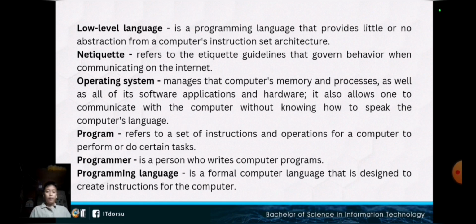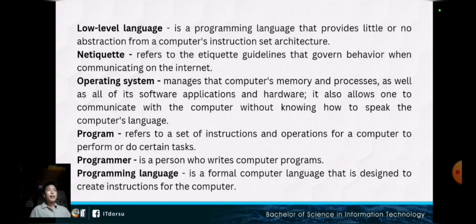Next is the program. Refers to a set of instructions and operations for a computer to perform or do certain tasks. So, it is a series of coded software instructions to control the operation of the computer or other machine. Next is the programmer. It's a person who writes computer programs. Next, programming language. It's a formal computer language that is designed to create instructions for the computer. So, ang programming language, it is a way for programmers to communicate with computer.